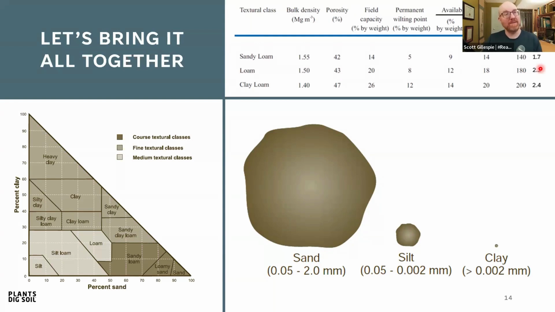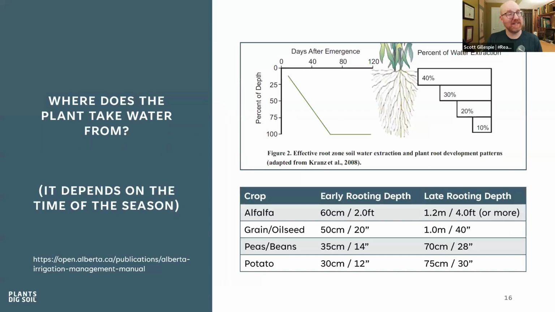At depth, if you want to go down say 4 feet in the soil, you need about 7 inches of water to fill that profile. That's a lot of water, and it also gives you a lot of buffer.